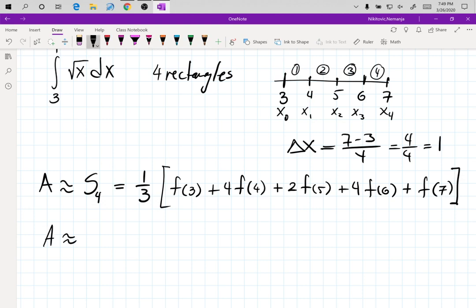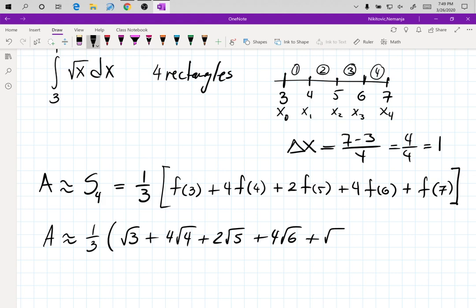So area is approximated at 1/3 of what? Square root of 3 plus 4 square root of 4 plus 2 square root of 5 plus 4 square root of 6 plus square root of 7. You plug that in.